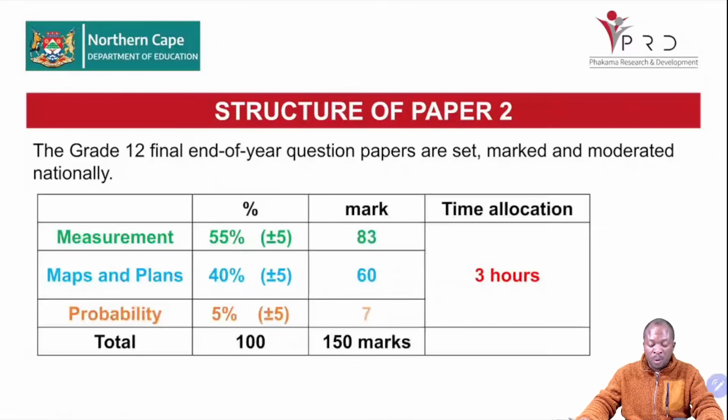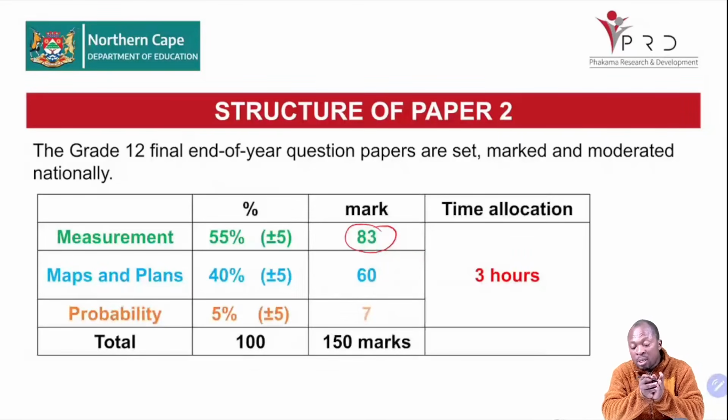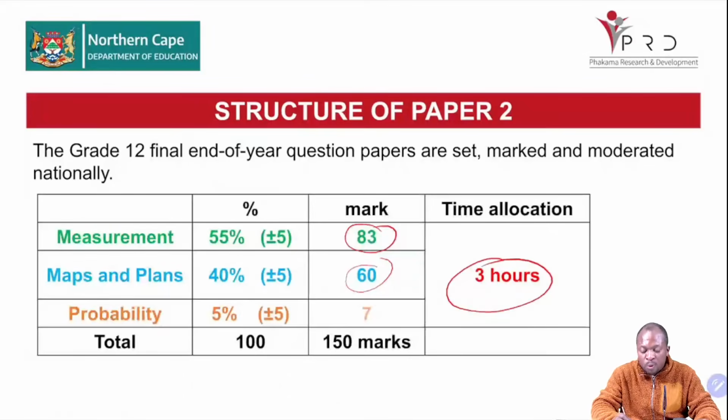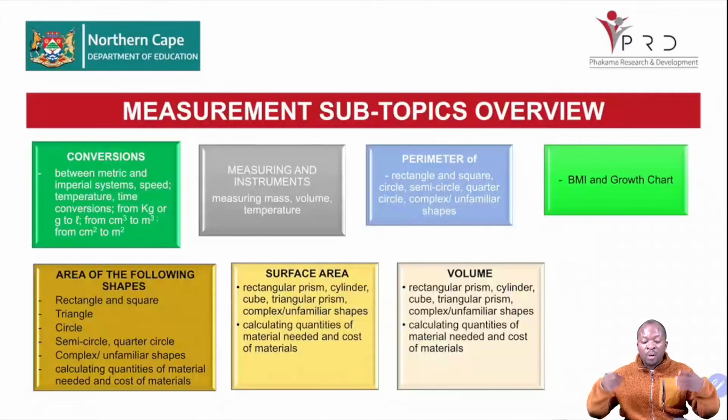And if you look closely, measurement takes about 83 plus minus of the marks of the whole 150. So it has a lot. Maps and plans take about 60 plus minus, and then the rest will be for probability. And all of that, we are expected to write in a time of 3 hours. So do not forget about that. That is why we are doing the revision, so that you can get your whole mindset ready.